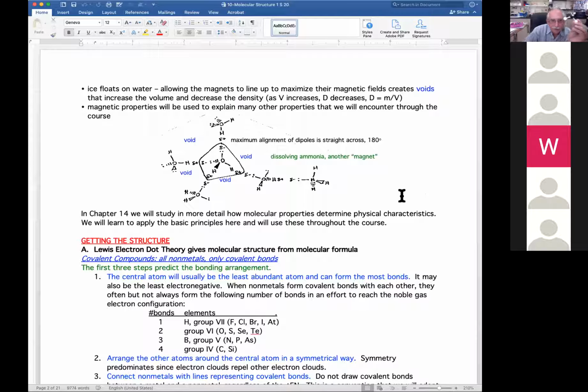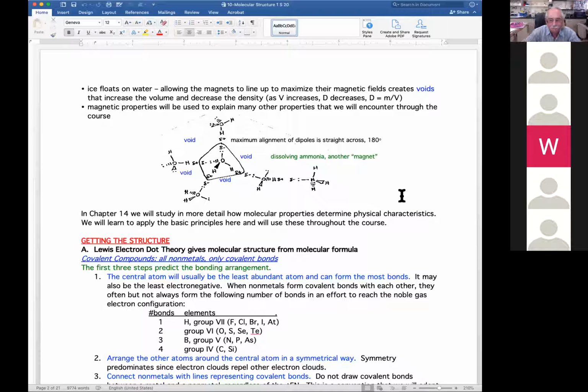So we see that, yeah, go ahead. I have a question there. I just wanted to clarify that for that bent shape, if it's 4 REDs, then the angle is 109.5. But if it's 3 REDs and bent, then it's 120, right? Exactly. Okay, great. Thank you.